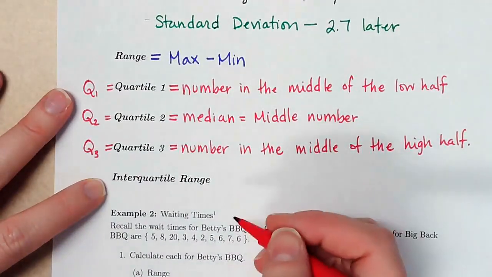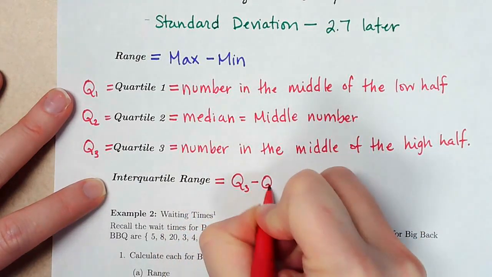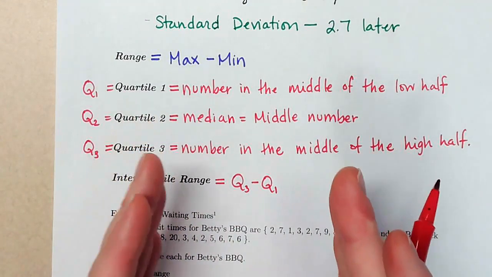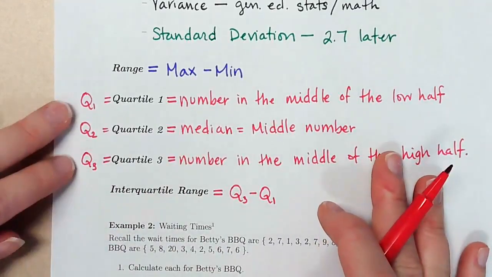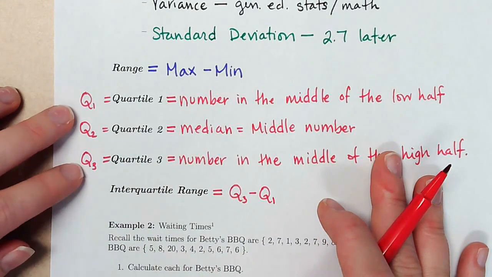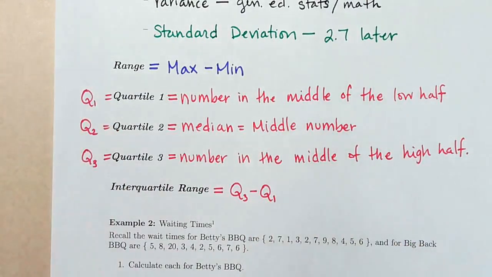And the interquartile range as a formula is Q3 minus Q1, giving you how far apart the inner 50% of the data is. So chop off the low 25%, chop off the high quarter, and then just look in the middle and find out how spread out the middle stuff is.